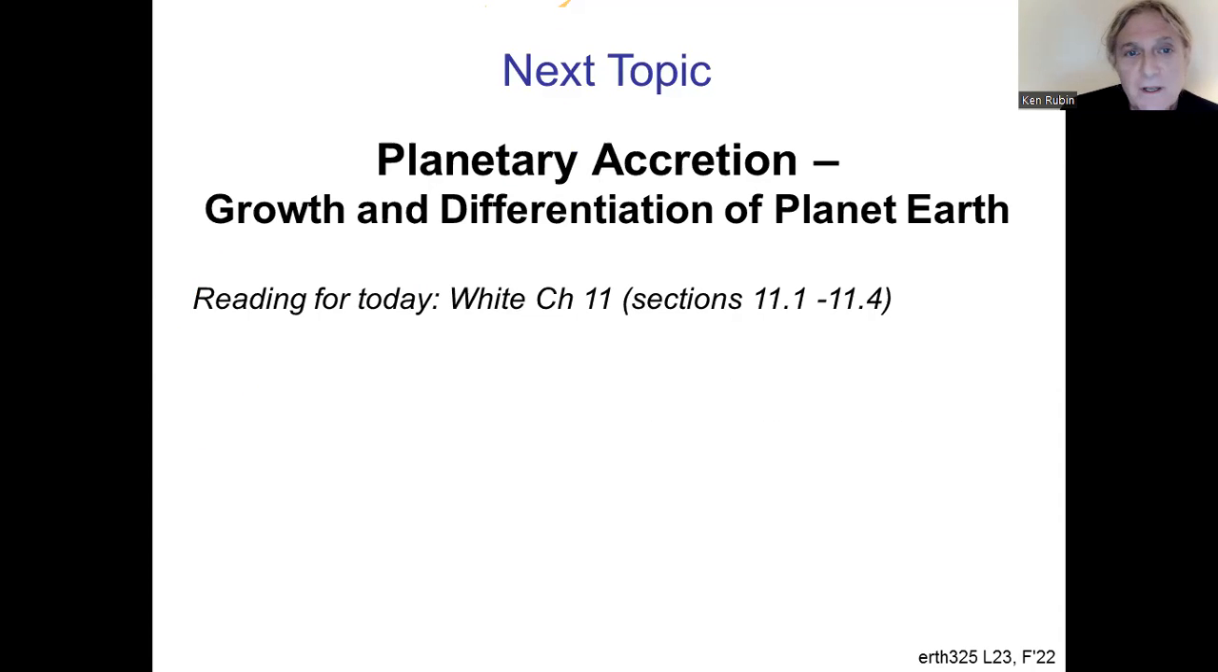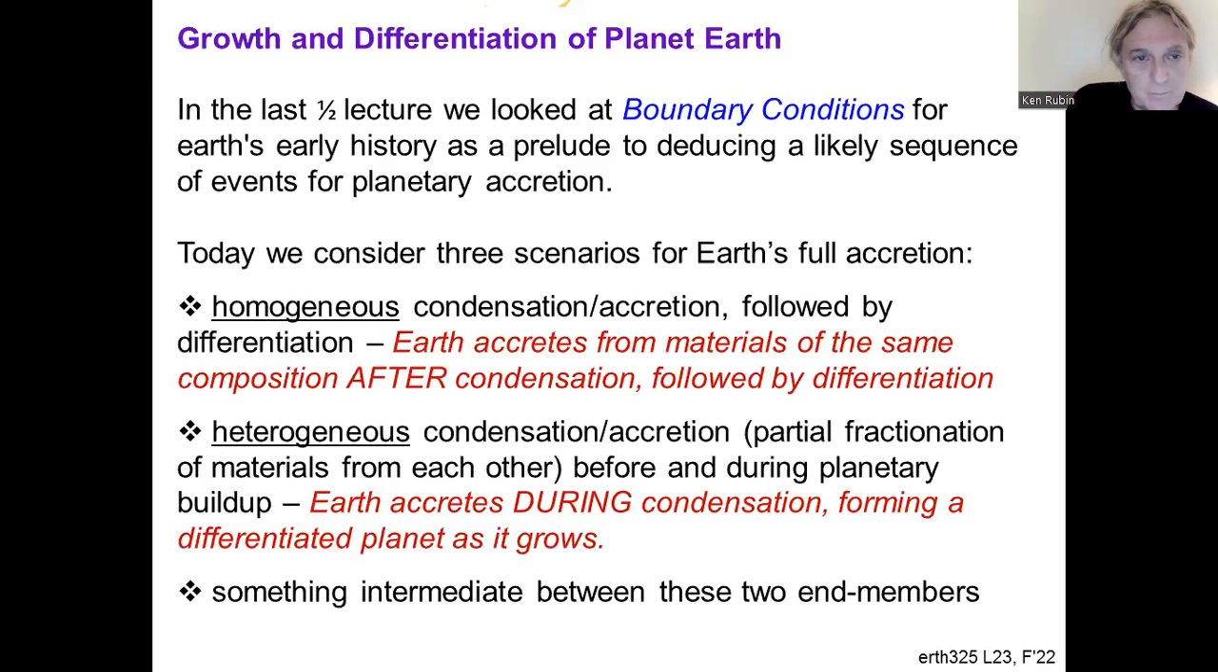So this part of the discussion will continue to look at planetary accretion, but now from the perspective of the growth and differentiation of planet Earth, largely at the end or the latter part of the accretion sequence, whereas last time we focused primarily on the early part of accretion, going from condensation into accretion, building up small particles, and then ultimately ending up at a full-size planet.